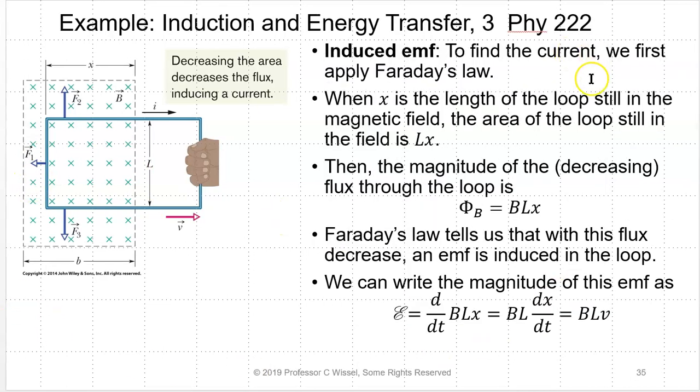To find the current and the induced EMF, we apply Faraday's law. When we have a length x of the loop still in the magnetic field, the area of the loop in the field is L times x. Then the magnitude of the decreasing flux of the loop is Φ_B equals BLx. Faraday's law tells us that this flux is decreasing, and when it is, an EMF is induced in the loop. We can write the magnitude of this EMF, and we're going to ignore the sign. We only care about the magnitude. The EMF is d/dt of BLx. The only thing that's changing here is x, so we can pull the BL out. So it's BL dx/dt, and that's BLv.